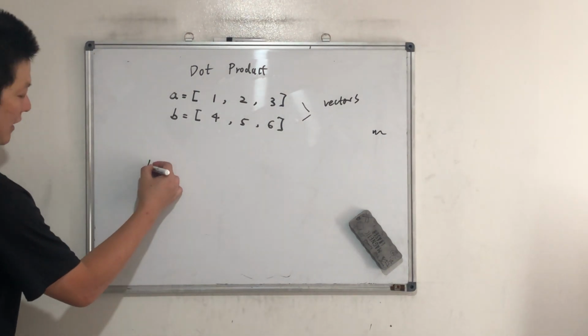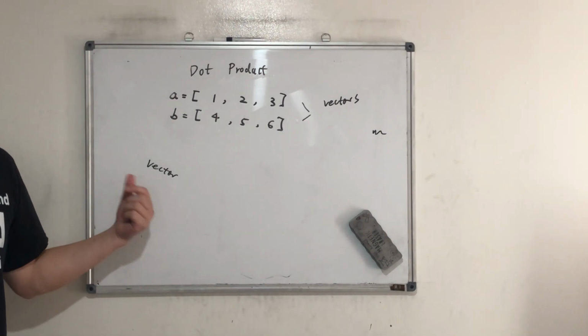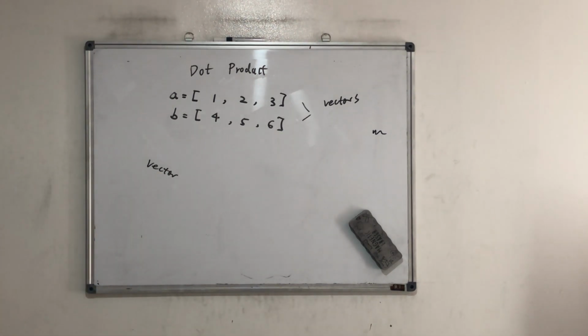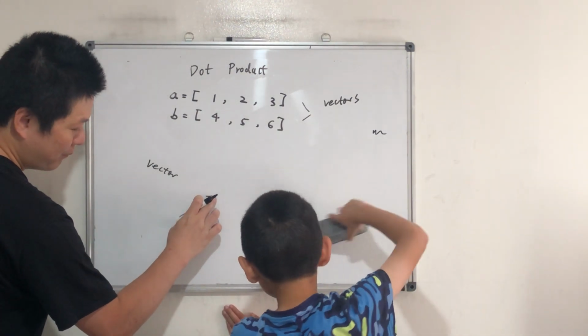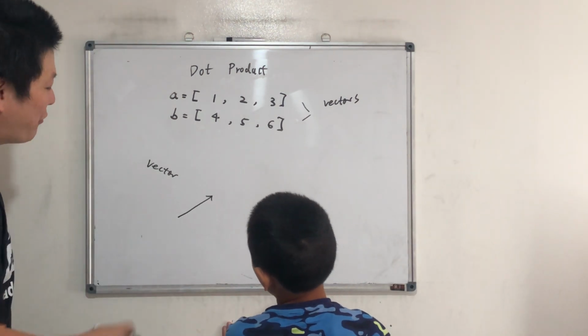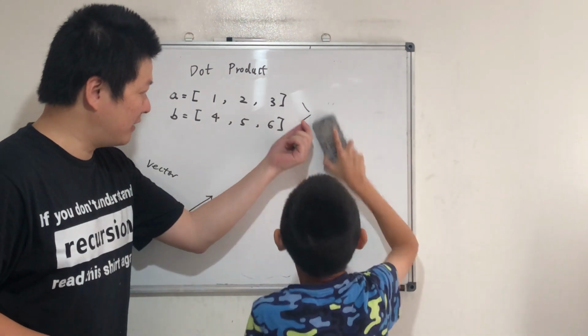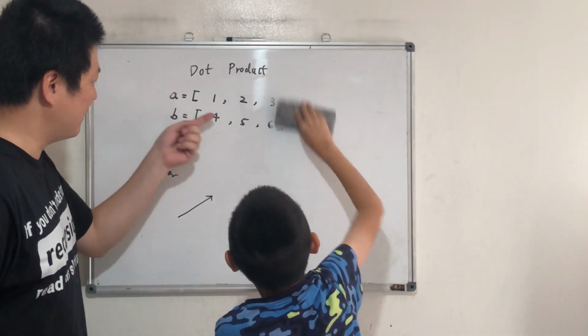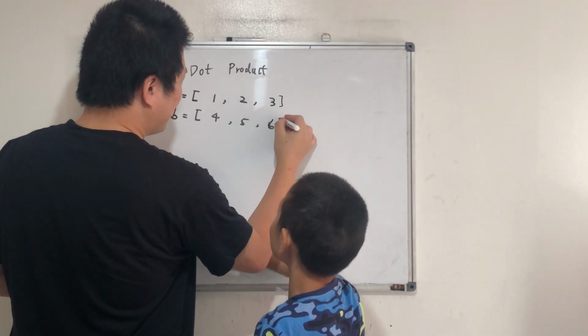What's a vector? Can you tell me what a vector is? Yeah, something like that. It has what's called magnitude and direction. We'll come back to this concept, but as far as we need to know here, vectors can be represented by arrays or lists.